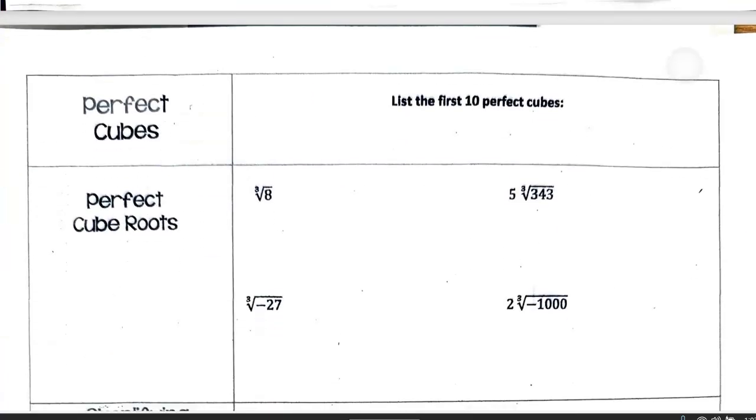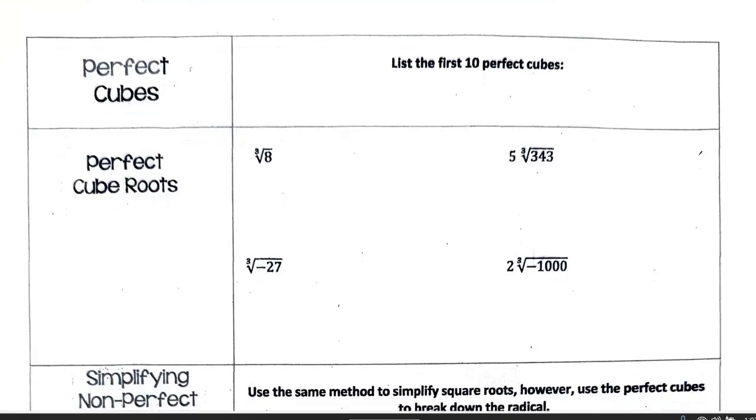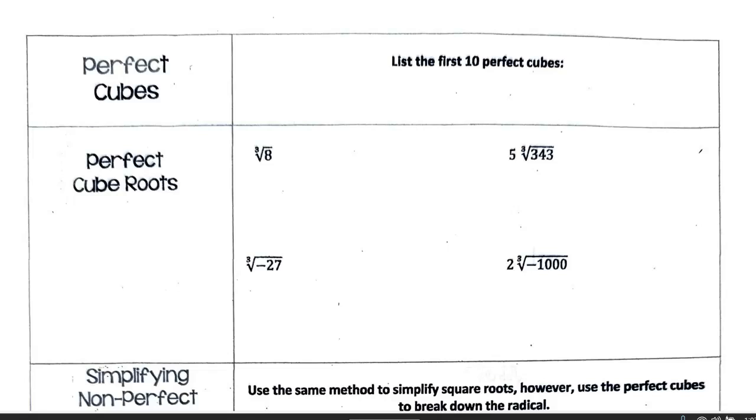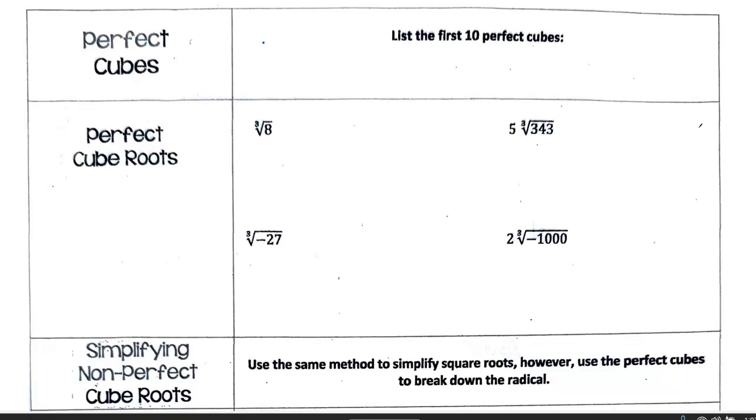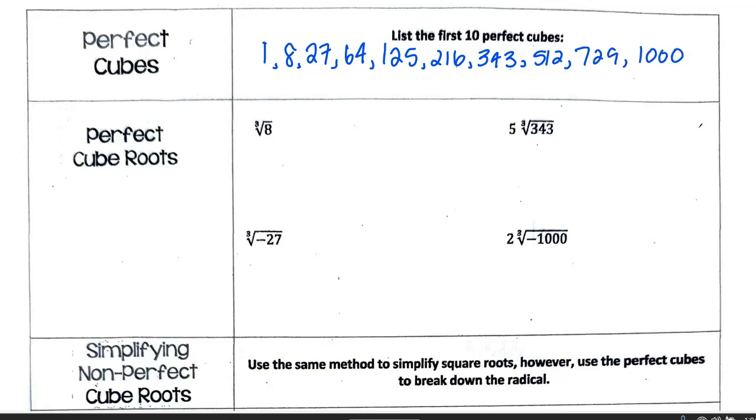We can also simplify with perfect cubes. So it's kind of the same thing, but with perfect cubes. So let's look at our first 10 perfect cubes. 1 cubed is 1. 2 cubed is 8. 3 cubed is 27, 4 cubed is 64, 5 cubed is 125, 6 cubed is 216, 7 cubed is 343, 8 cubed is 512, 9 cubed is 729, and 10 cubed is 1,000.